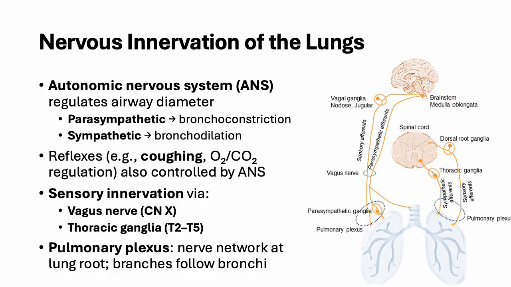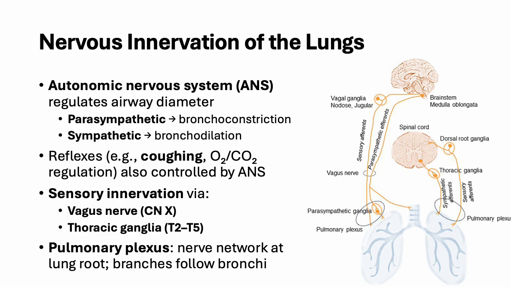This narrows the airway, which can help conserve heat and moisture or limit the entry of irritants. In contrast, the sympathetic nervous system causes bronchodilation, which is the widening of the airways to increase airflow. This is particularly important during exercise and stress, when the body needs more oxygen.